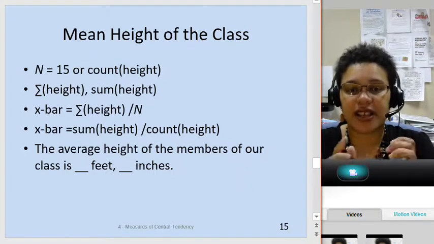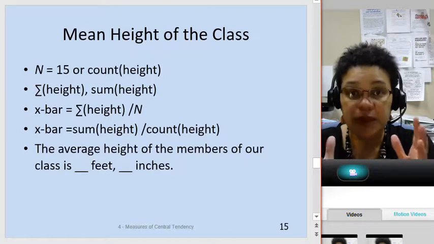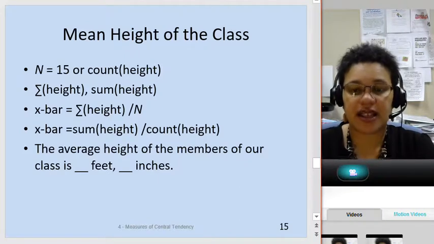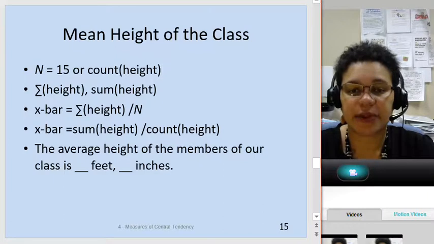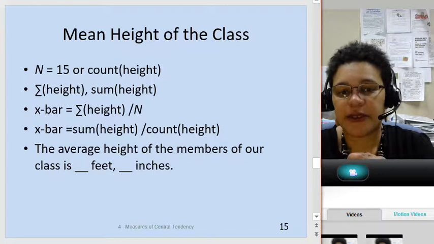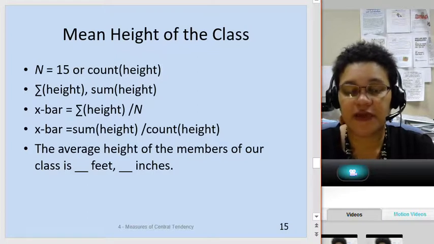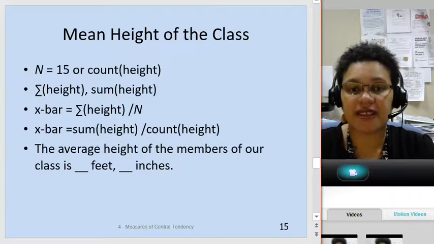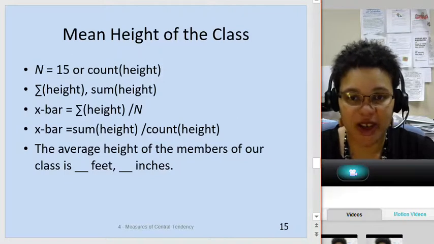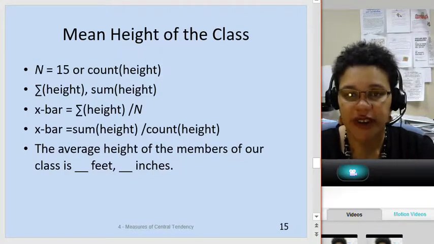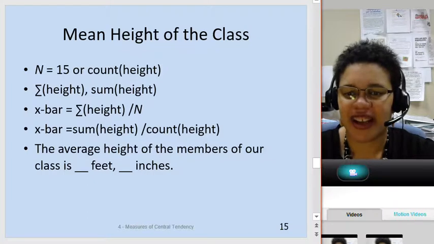My X bar formula is the sum, that's that sigma symbol, sum of height divided by n, or the number of participants or items in our sample. X bar is the sum of this variable height divided by the count of height. And then I could say that the average height of the members of our class is so many feet and so many inches, if I converted it to feet and inches after doing my calculations.